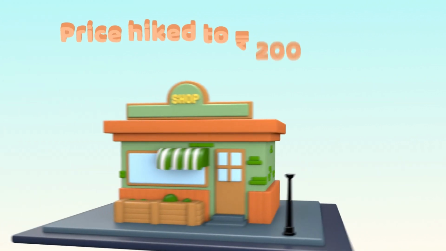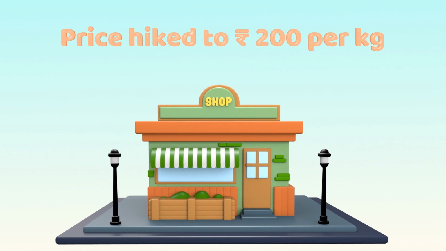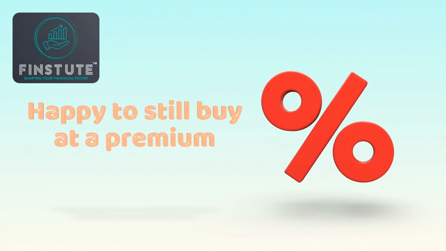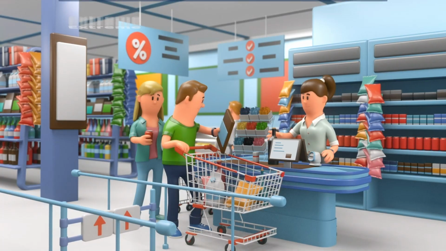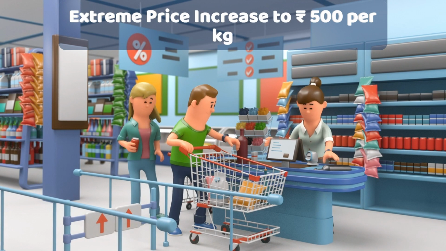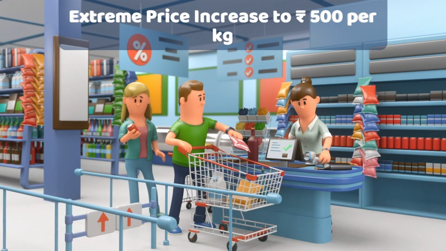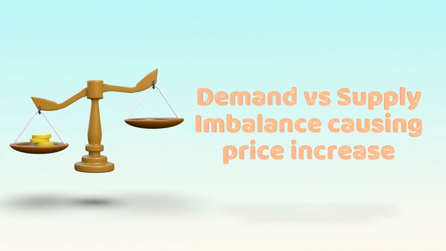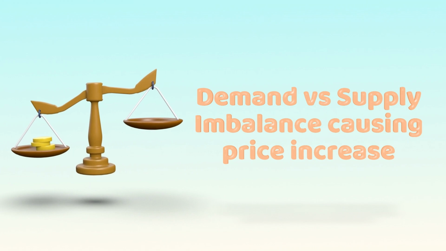The shopkeeper thus increases the price from 100 to 200 rupees per kg. Some are still fine with it and buy, and a few are still ready to pay a higher price. The shopkeeper then increases the price from 200 to 500 rupees per kg, and a few of them still go ahead and buy. This imbalance between high demand and limited supply causes price of goods to move up faster.